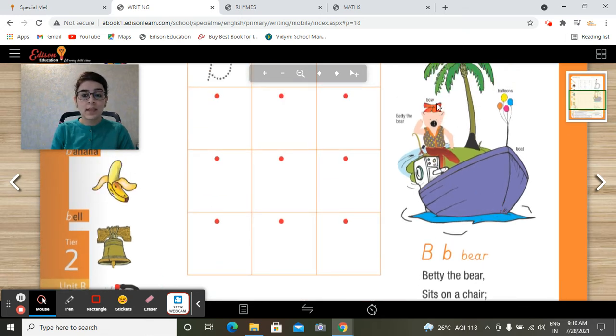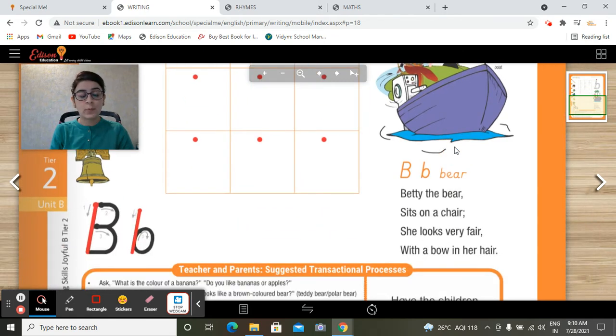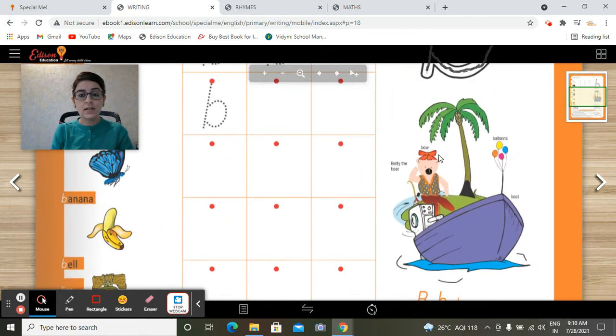What is there on the head of the bear? There is a bow on the head of the bear. So she's sitting on the chair and she is fair. Moreover, there is a bow in her hair. B, bear. Betty the bear sits on a chair. She looks very fair with the bow in her hair. This is a bow. B, bow.